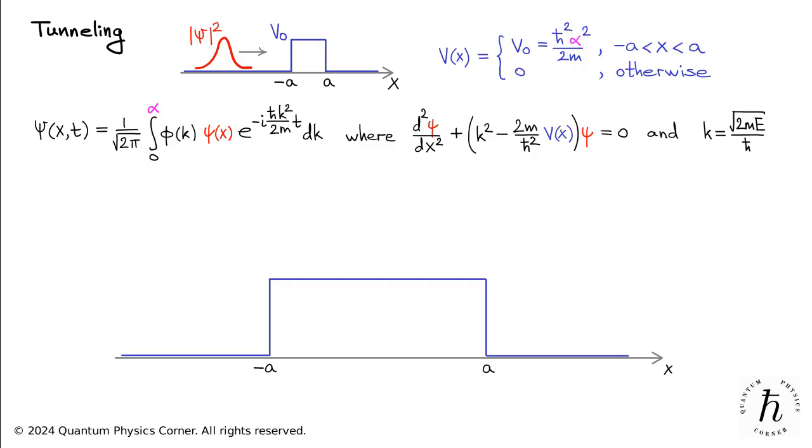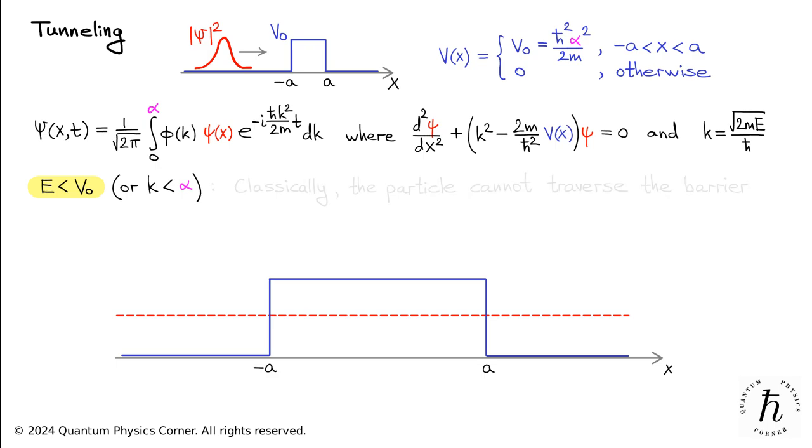As mentioned earlier, we are only concerned with energies E that are below the barrier height v sub 0, which is equivalent to values of k that are smaller than alpha. A classical particle approaching the barrier from the left, with energy lower than the barrier height, cannot pass through it and will inevitably be reflected.